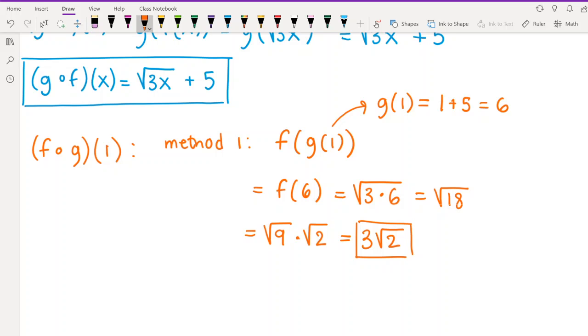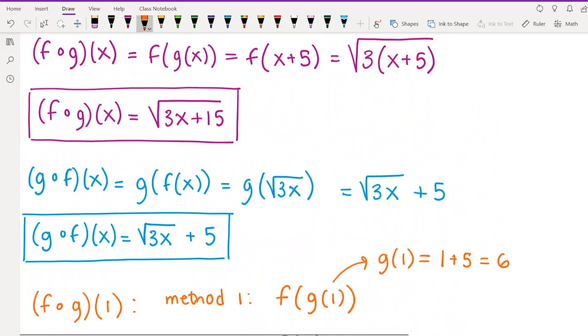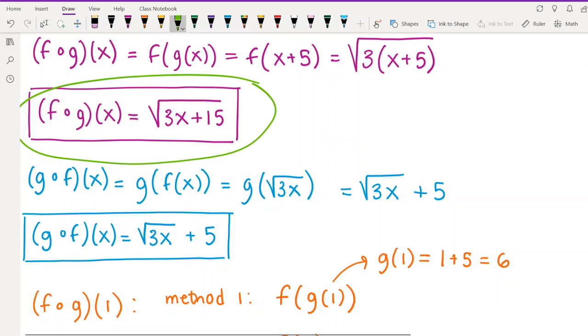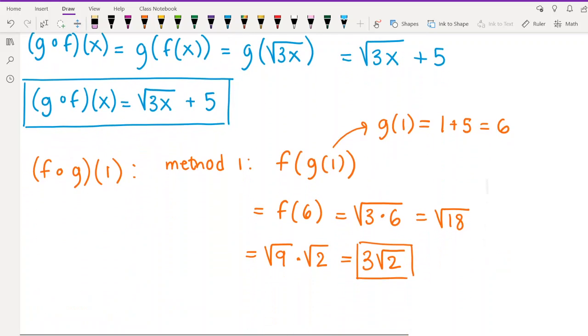So notice that in this method, we never even touched this formula for f composed with g of x. We didn't use that at all. All we did is we took it step by step. We said, okay, if we're trying to find f composed with g of 1, we know that we can rewrite it like this. And so what can we do first? Well, we know how to evaluate g of 1, right? G of 1 is equal to 6 just using the formula for g of x. And so once we know that g of 1 is 6, we can just plop that number into our function. And then again, we can just use the formula for f of x. So we never used a formula for f composed with g. We just used the formulas for g of x and f of x.